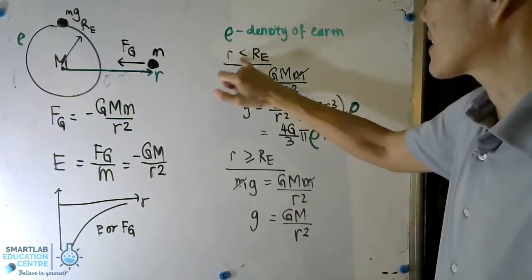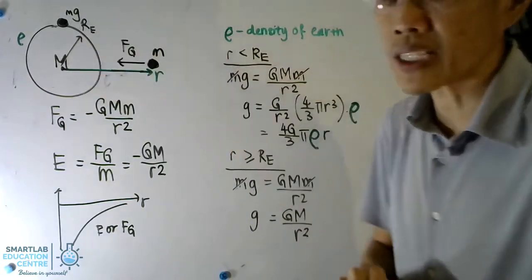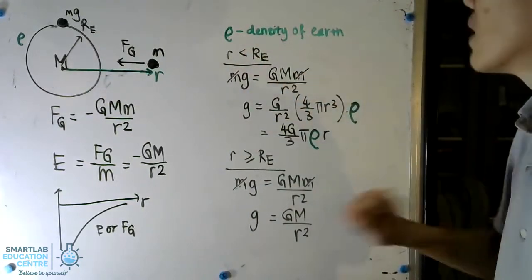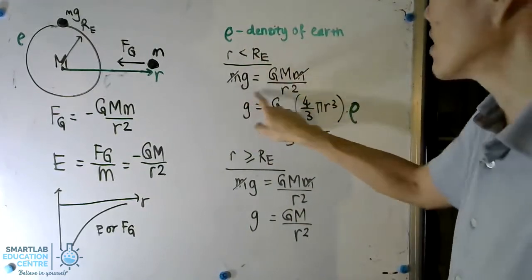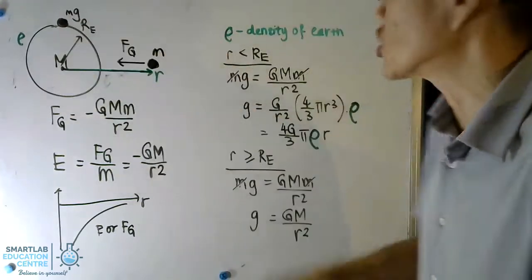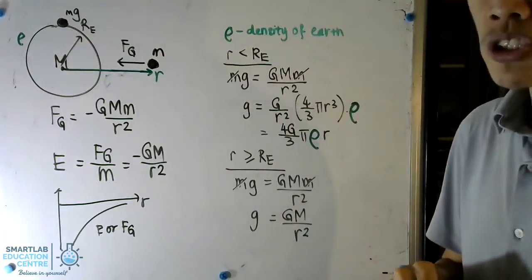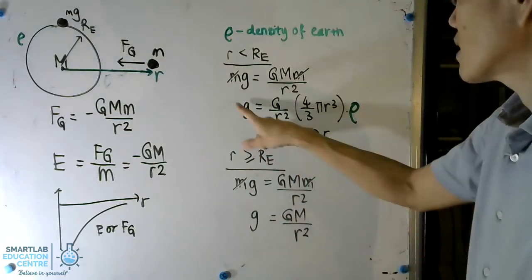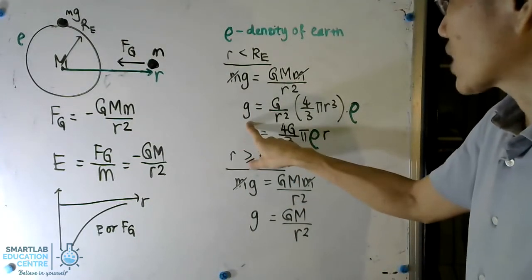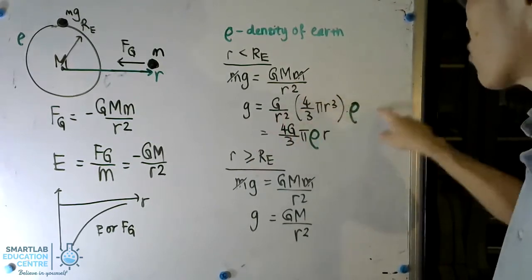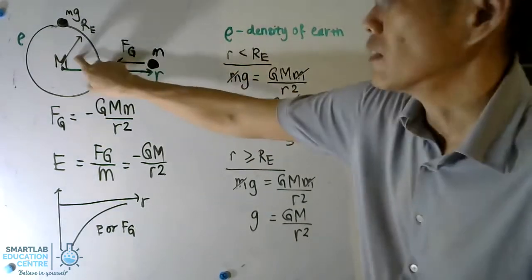So when R is less than Re, where Re is the radius of Earth and rho is the density of Earth, in this case mg is now equal to GMm over R squared, because both the direction of your mg as well as your gravitational attraction force are downwards. So they are in the same direction. So from there, we can work out the expression that g is equal to GM over R squared. This M is actually the mass of Earth.